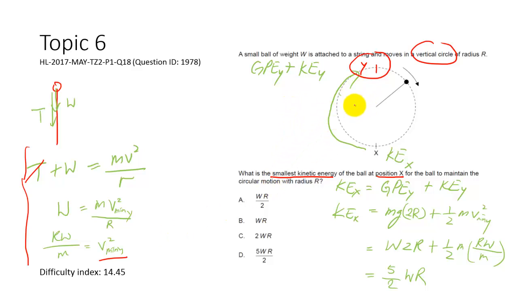With this idea, together with the idea of energy, GPE and KE at the top should equal to the KE at the bottom because of energy conservation. Then you can find out the KE at the bottom should equal to the GPE, which is mg2R, because this is 1R and this is the second R, plus the KE, which is half mv squared, and the V square is actually given from what we have done just now, and at the end you can get 5 over 2 times W and R, and therefore the answer is D.